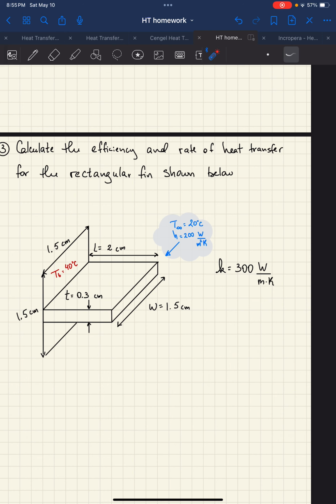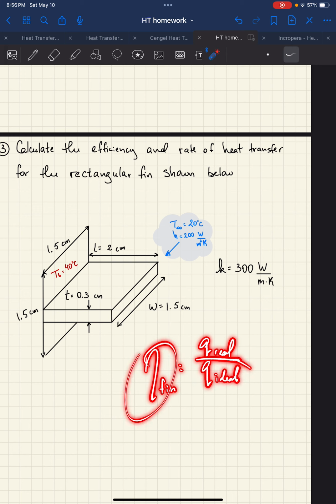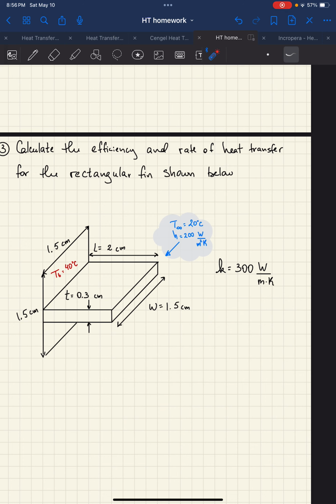So the idea is we can calculate the Q if it were a perfect, ideal fin, imagine it's just the same temperature, T of the base, across the entire fin. We can calculate that ideal fin. And then using some equations given to us in the table, we can calculate the efficiency of the fin. The efficiency of the fin is the real heat transfer of the fin divided by the ideal heat transfer of the fin. So if I find this and I find this, I can find the real heat transfer of the fin. Sort of an indirect way, but it's actually quite clever and quite convenient. So let's solve it that way.